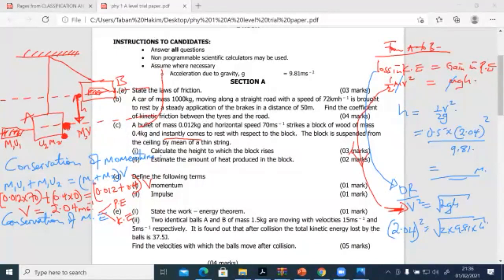So when you simplify this, you'll find that your h is equal to, what do you get in this case? 0.212. 0.212 meters. And that is our answer. That is our answer. Did anyone get this?